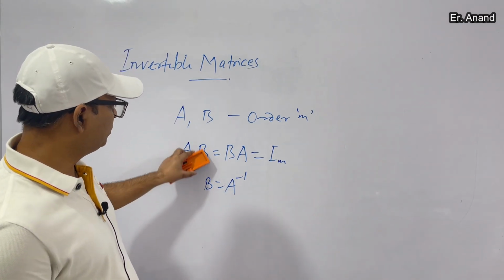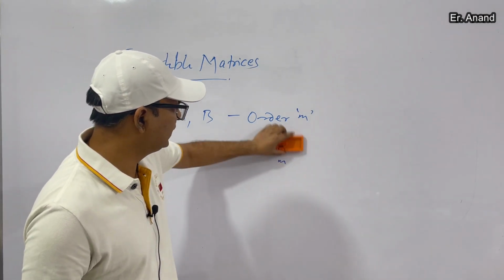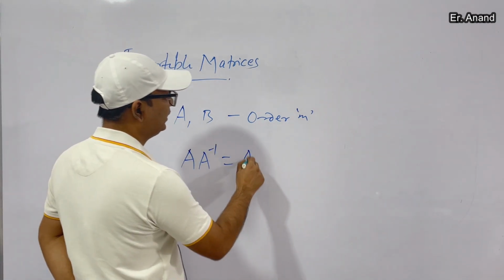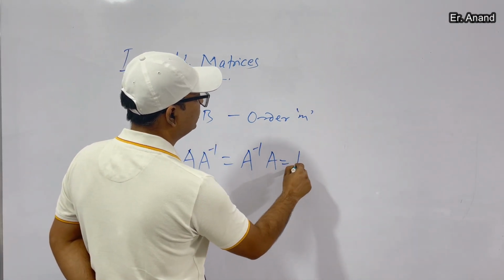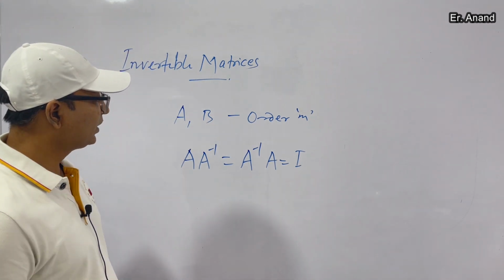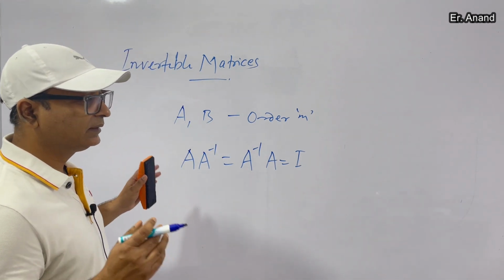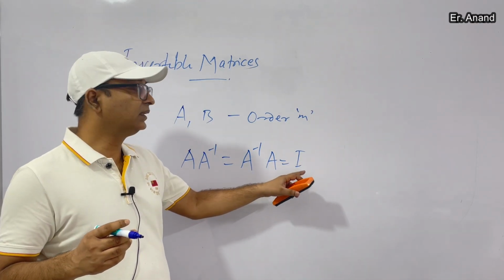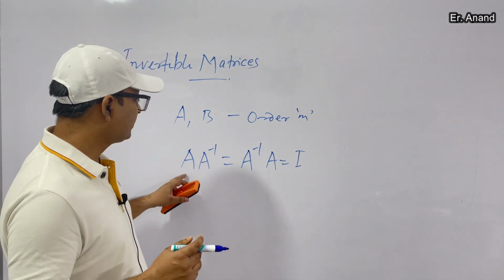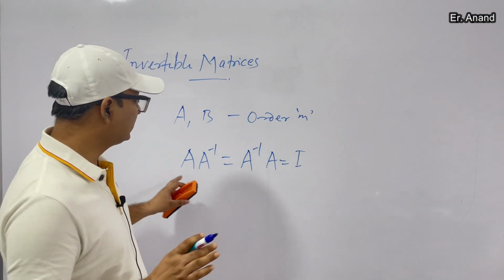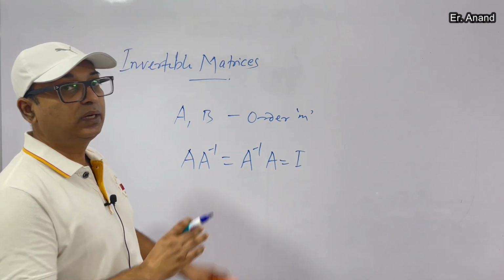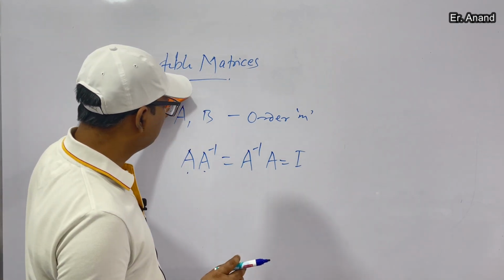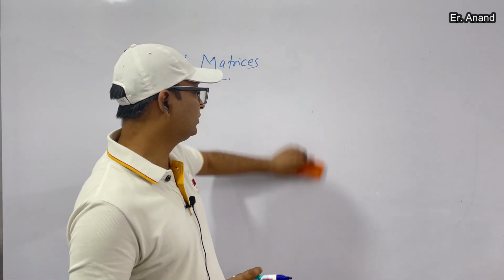Okay, so if we put this in this place, this becomes A into A inverse is equal to A inverse into A, that is equal to I. Clear? So if we have two matrices such that when we multiply the two matrices, the product is an identity matrix, and I am talking only of square matrices, then we say that the two are inverse of each other. So this is inverse of this and this is inverse of this. Clear about inverse of a matrix?